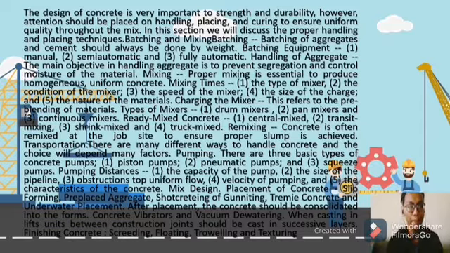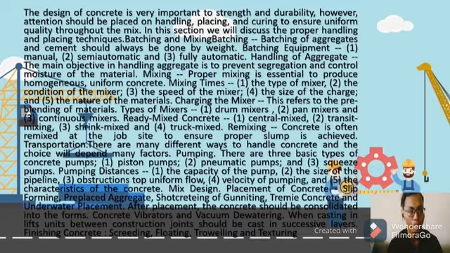20F2043. The procedure of casting and placing of concrete. The design of concrete is very important to strength and durability. However, attention should be placed on handling, placing and curing to ensure uniform quality throughout the mix. In this section, we will discuss the proper handling and placing technique.